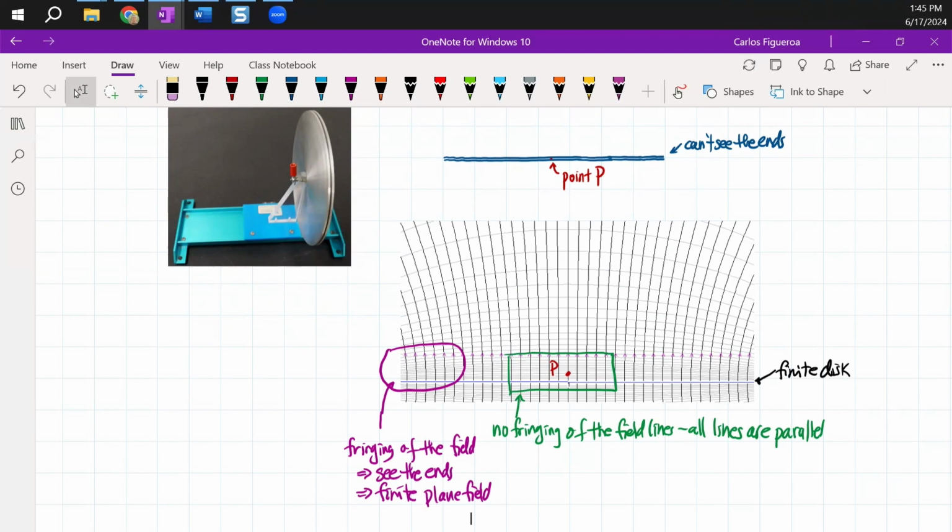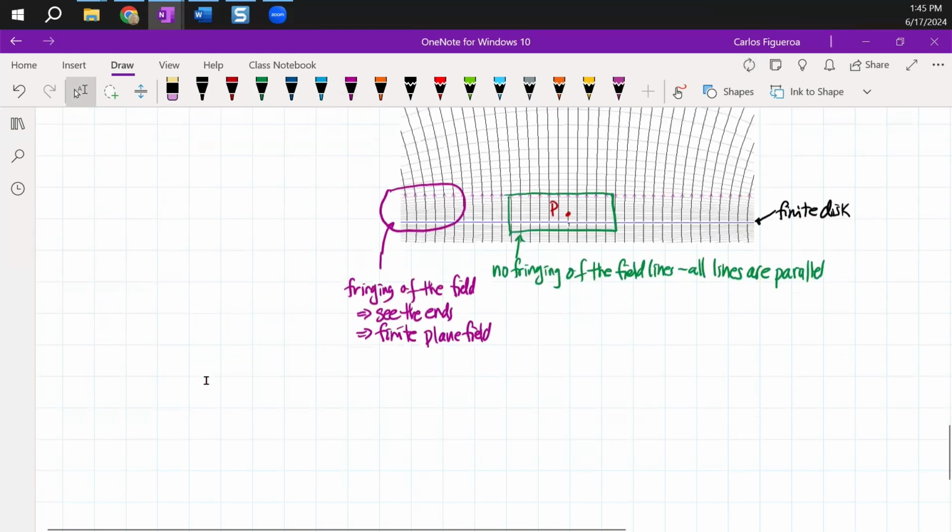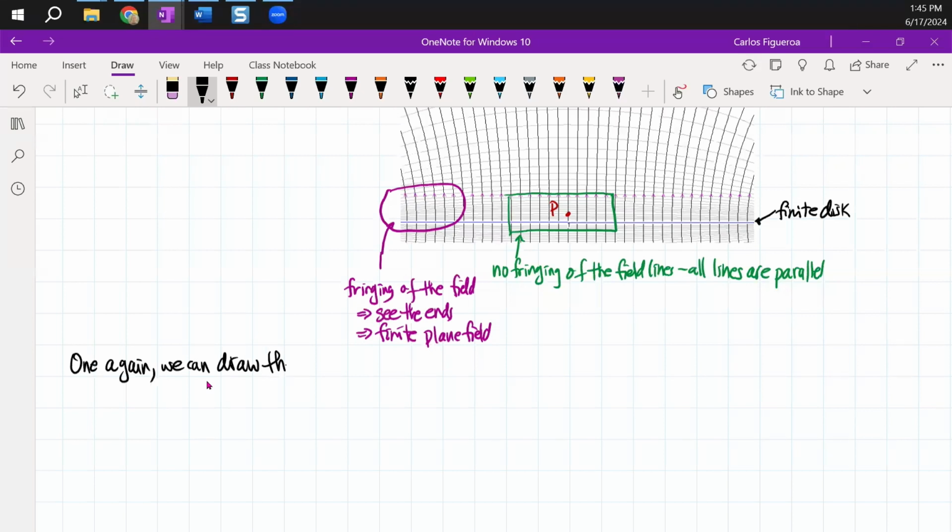So we drew this before, but let's keep drawing this. So I'm looking at the middle. If I'm looking at the middle, remember, it's a finite plane, but we can treat it as an infinite plane. So then once again, we can draw these fields as long as no fringing occurs.